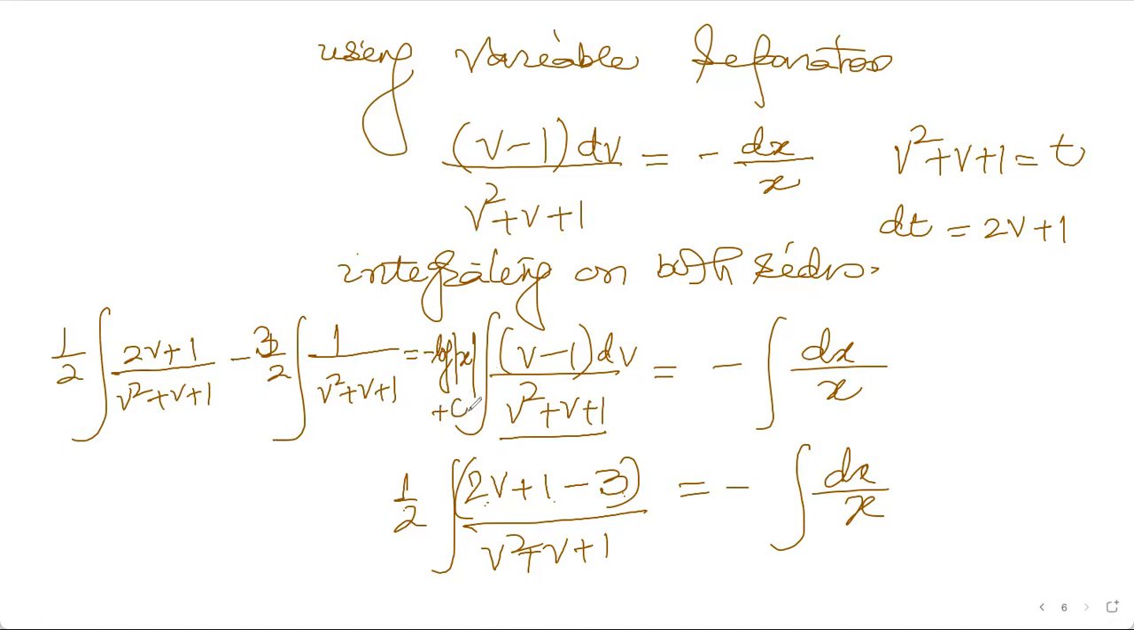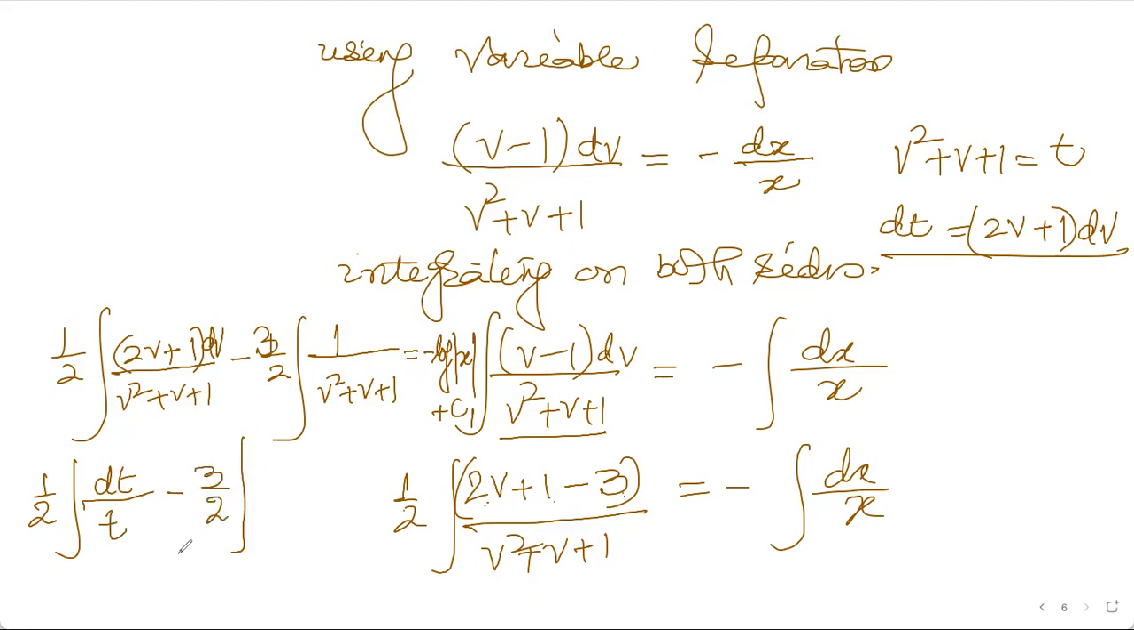Or a new constant c1. Here I'm getting half integral of dt for this one, because 2v plus 1 dv is dt. 2v plus 1 dv is dt from here. So dt upon t will again give me log t, half log t, minus 3 upon 2 times the remaining integral. Here I'm left with no choice, I have to complete the square.